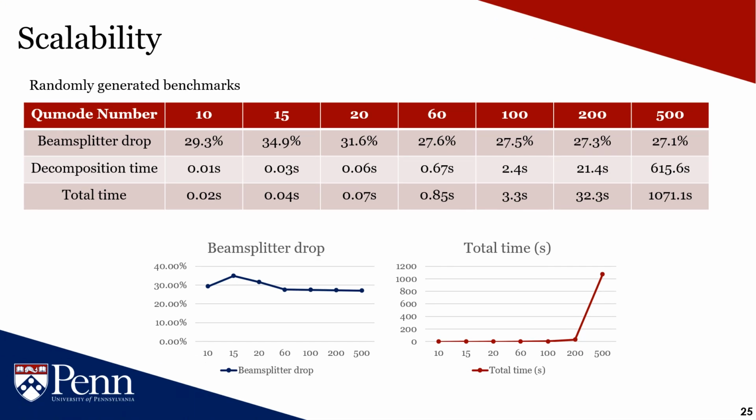In addition, experiment results show our compiler is scalable. The quantum gate drop ratio approaches 27% when increasing the Q-mode number. And even for a 500 Q-mode problem, our compiler takes less than 20 minutes to compile.